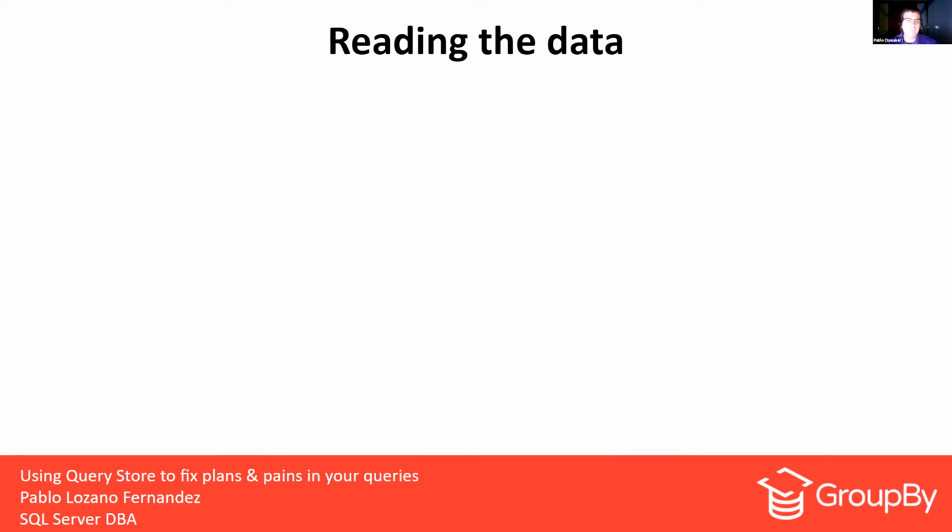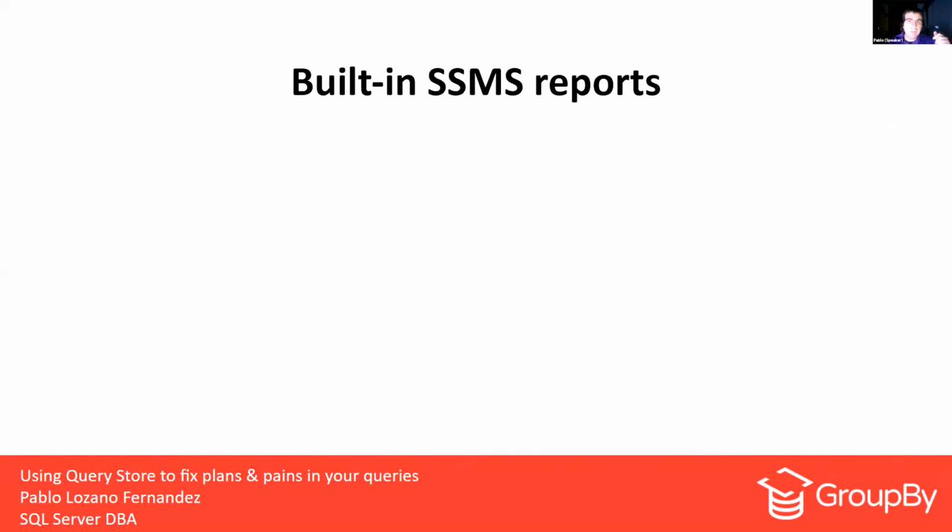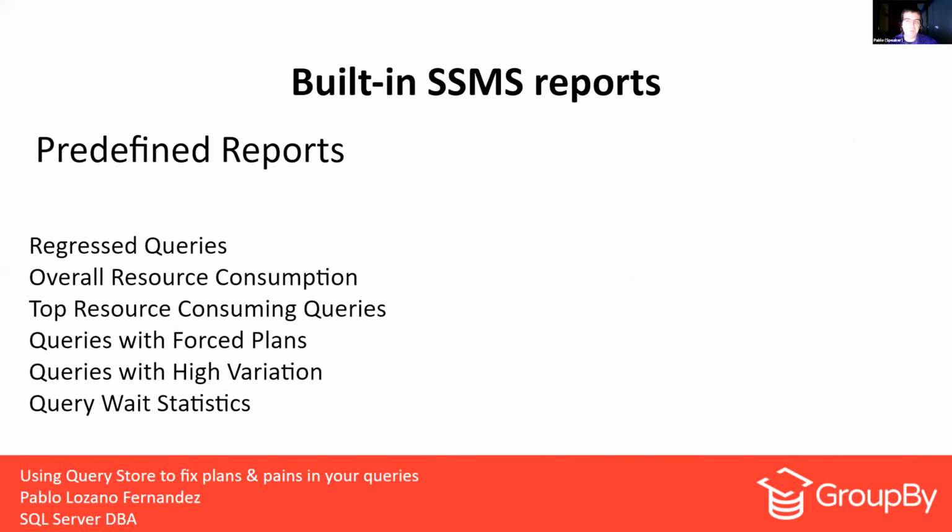So the data is somewhere, but the data is useless if we can't access it. So we are going to be using SQL Server Management Studio for that. Since every one of us has different needs for the reports, there are some predefined reports that are meant to cover all of our needs. This might include regressed queries, those whose behavior has deteriorated lately. Let's say that they are taking more time now than they took last week, or they're consuming more memory, or the I/O has increased. Those are the ones that will pop up in the regressed queries report.